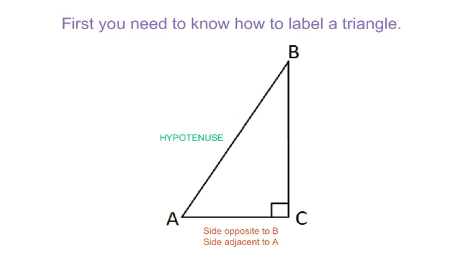They are the side opposite to angle B. You'll notice that side is opposite to angle B, but it is adjacent to angle A. And then this side is opposite angle A, but adjacent to angle B.